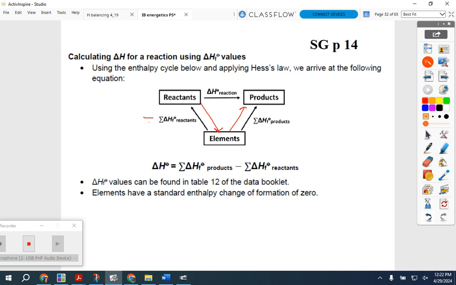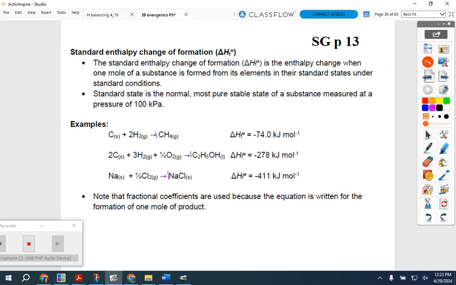Okay. An important thing here is that if you have just a plain element as one of your reactants or products, like iron, Fe, just as a reactant, that is already an element in its standard state. The enthalpy of formation of that is 0. That is also the case with our diatomic elements.